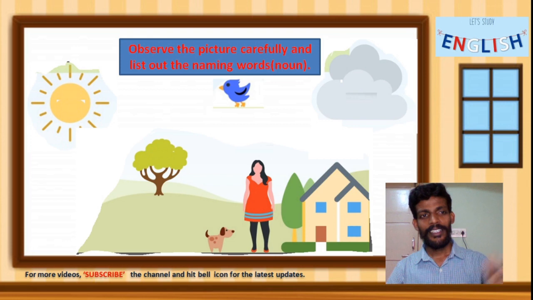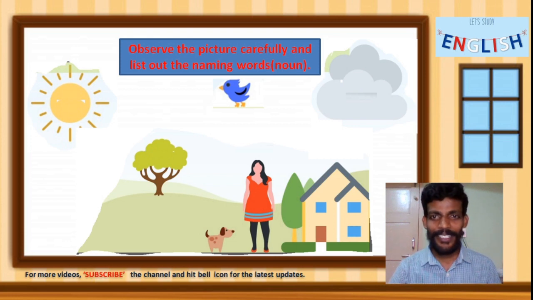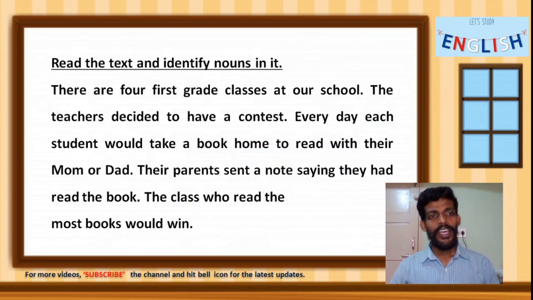Okay, what is that? In the sky, you can see sun. That is also a naming word. Cloud. That is also a naming word. Can you try naming some more words? Yes. Tell it loudly. Which is that? Okay, bird. Then, very good. A tree, a dog, a girl, house. So these all are the naming words. Now, you understood what is a noun or a naming word.